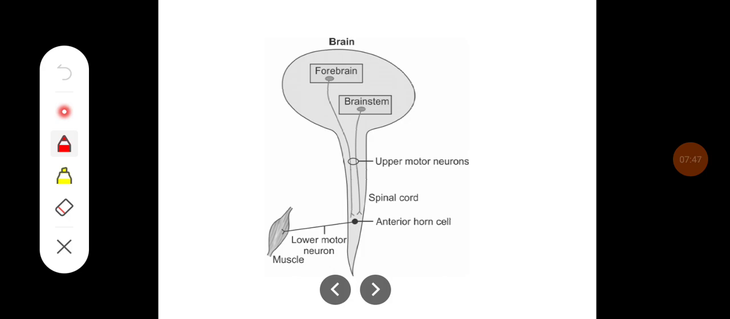So this diagram shows the division of upper motor neuron and the lower motor neuron. Upper motor neurons arise from the brain and descend to the spinal cord to the anterior horn cells. From there arise the lower motor neurons, which are going to innervate the target ends, that are muscles.